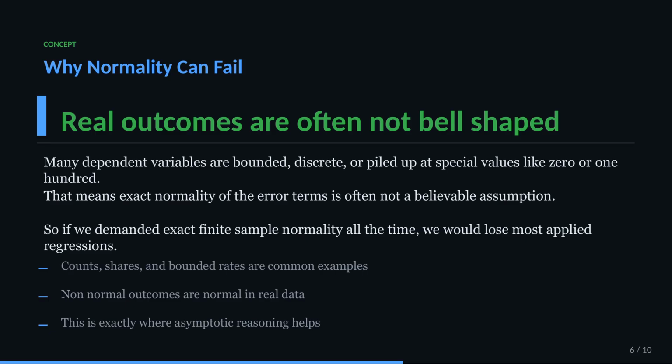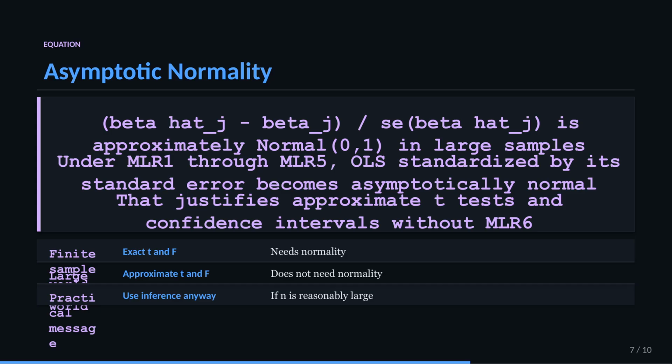Under large sample conditions, the standardized OLS estimator becomes approximately normal even when the underlying errors are not exactly normal. That means the t-statistics and confidence intervals we know from the classical model still work approximately. The word approximately is doing the work here. The inference is no longer exact, but in many settings it is close enough to be very useful.